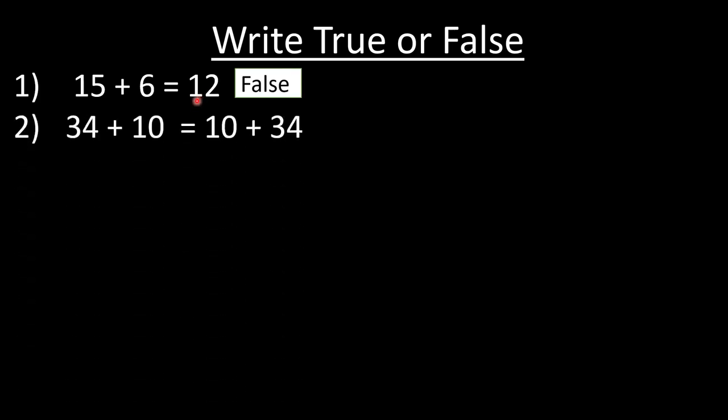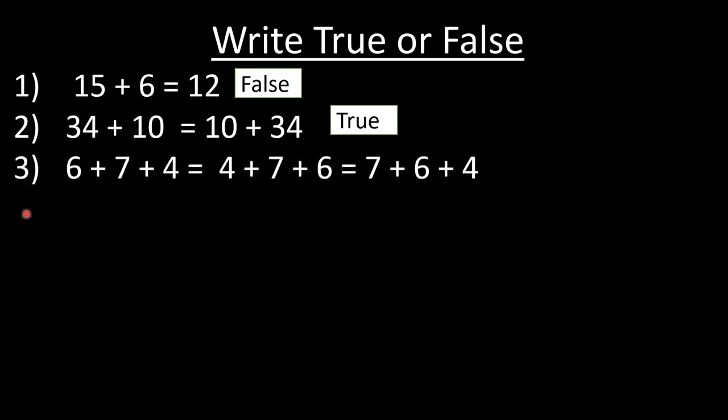Okay. Now in question number 2, 34 plus 10 is equal to 10 plus 34. So here you can see beta, the same numbers are given, 34 and 10, and here also 10 and 34. So both numbers are same and addition sign is given. It means this is the order property of addition. So this statement is correct, means true.